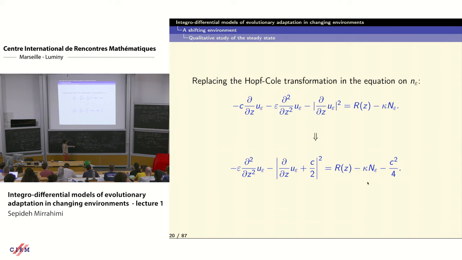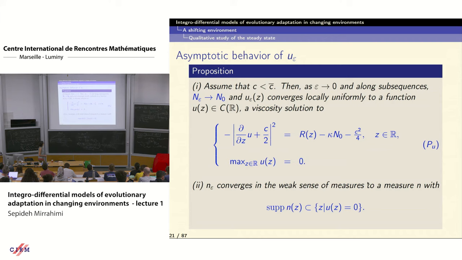And this is something that we actually prove. We prove that n epsilon indeed converges to some constant n0. This is not difficult: if n epsilon is uniformly bounded, for instance, it would converge to a constant. But u epsilon also converges locally uniformly, for the moment along subsequences, to a solution of this Hamilton-Jacobi equation. But we can only pass to the limit in the viscosity sense.